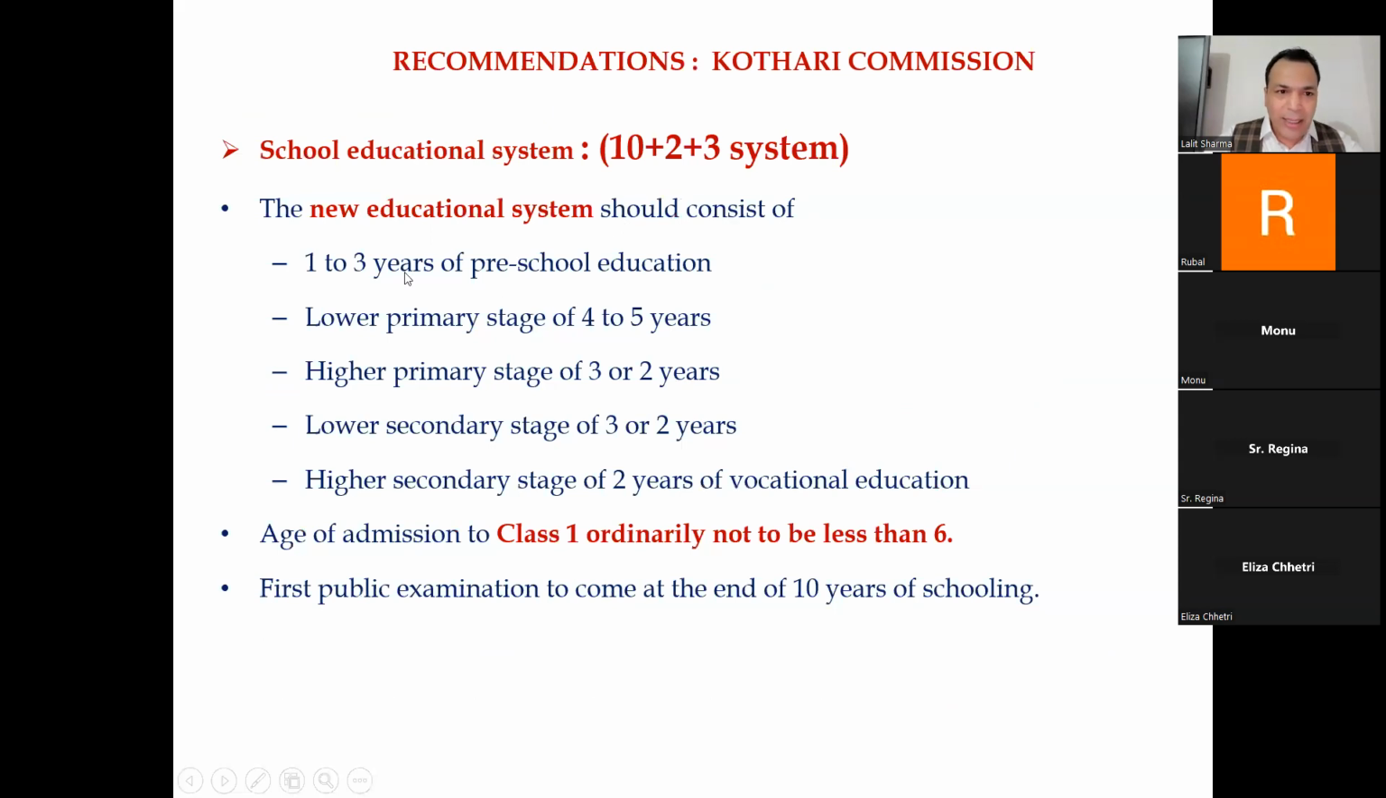What was it? 1 to 3 years of preschool education, lower primary stage of 4 to 5, higher primary stage of 3 to 2, lower secondary 3, higher secondary stage, and age of admission to class 1 should ordinarily not be less than 6. Means when you enter your child into the school system, at that time the age of your baby should not be less than 6. First public examinations to come at the end of 10 years of schooling.